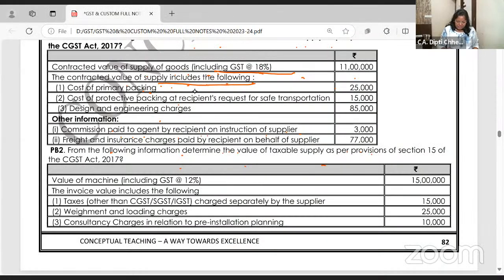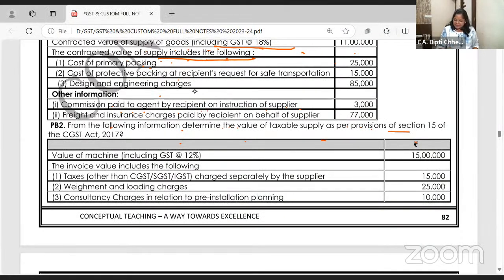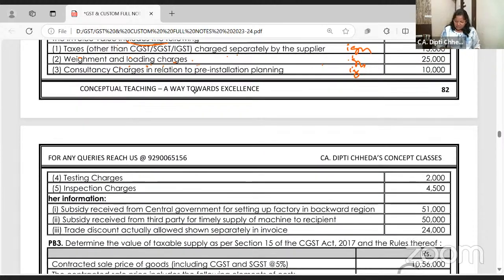From the following information, calculate the taxable value of the supply. Value of the machine including GST is 15 lakhs. This invoice includes taxes. So all the taxes other than CGST, SGST, anyhow we have to add. Weighing and loading charges. So what to do with this? Other taxes are already added. Ignore. Weighing and loading charges are already included. Added, so let it remain added. Consultancy charges. Ignore. So whatever we ignore, can we write a note?